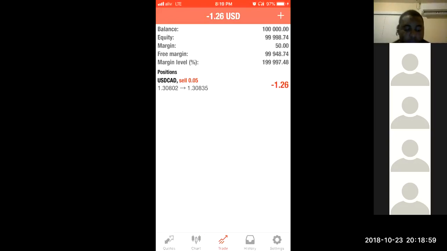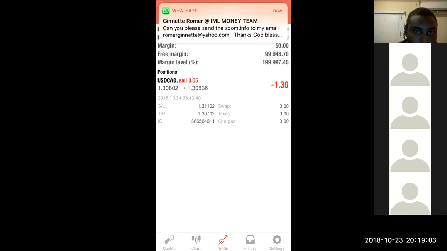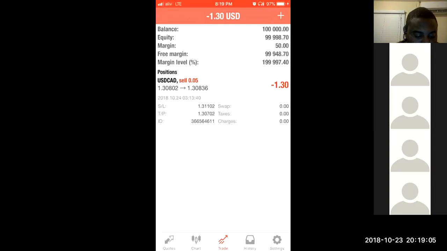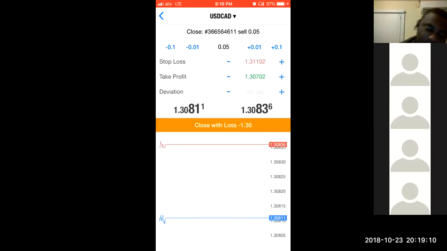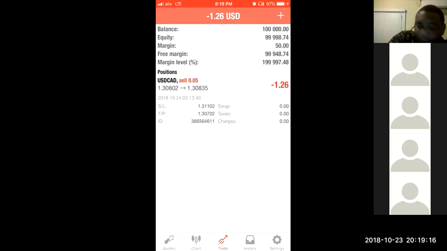So that trade is in. If I want to close this out, I would just hold it down, hit close, and I'll close with a loss of $1.30 basically. I can leave that in. It's my demo account. I can leave it in and just see whatever happens, because my stop loss is in and my take profit is in.